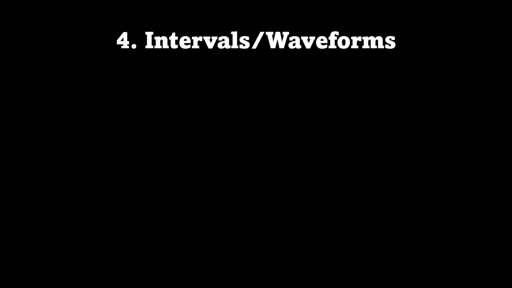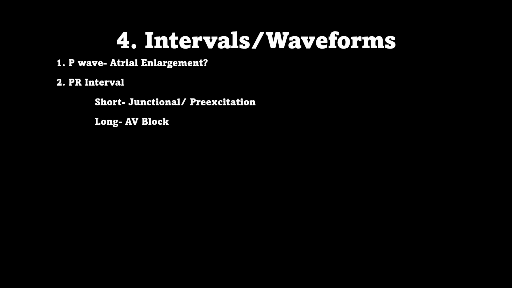First one is you want to look at our P wave. Is there any atrial enlargement? Next, look at your PR interval. A short PR interval can mean a junctional rhythm or pre-excitation, such as your WPW, which we'll talk about in a future lecture. And a long PR interval can also mean an AV block. Now look at our Q waves. Are they normal, pathological, or Dagger-Michael-Myers Q waves, which is indicative of your HOCM patients?